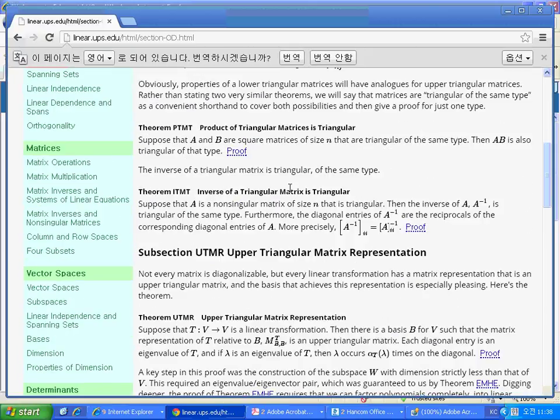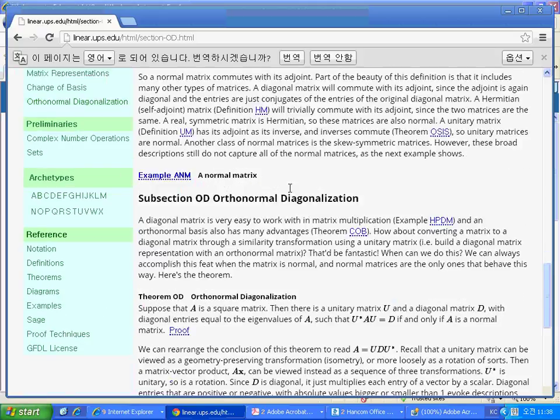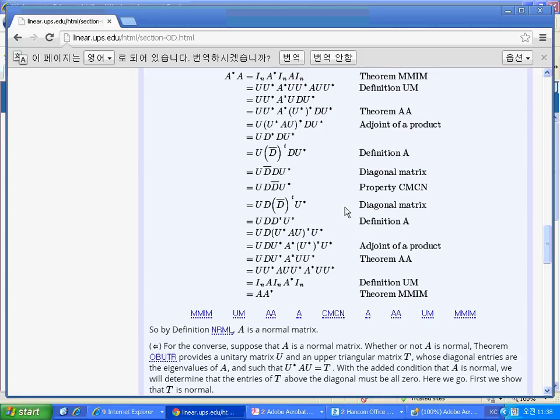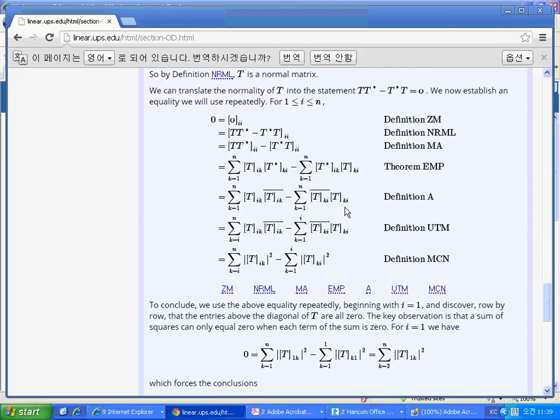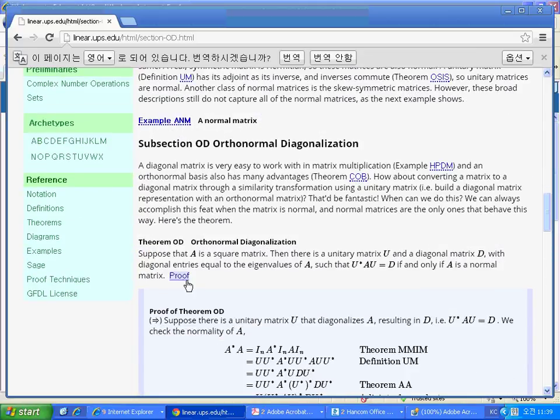So just to show you, there are the normal matrices that you were talking about, and here's how I phrase orthonormal diagonalization. You take any square matrix, and you can get a unitary U and a diagonal matrix D. If that happens, there's your unitary diagonalization. That happens if and only if you are a normal matrix. I'm not going to go through the proof, but the proof is kind of long and complicated, with lots of stuff going on. It's a good one to read if you like.